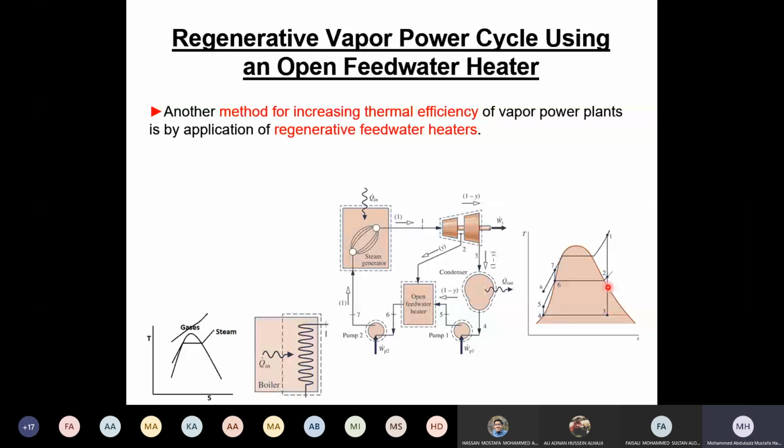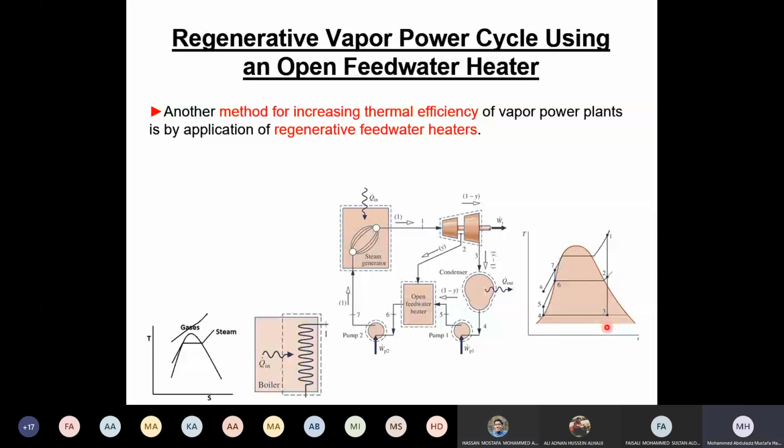The 80% will go into the second turbine, then condense to state 4, then pump to 5, then mix it with this stream here to 6. Then normally 6 is also saturated liquid. Then it is pumped to 7, then goes to the boiler and so on. Is that clear, guys?